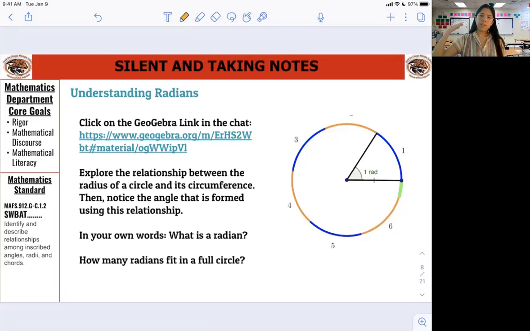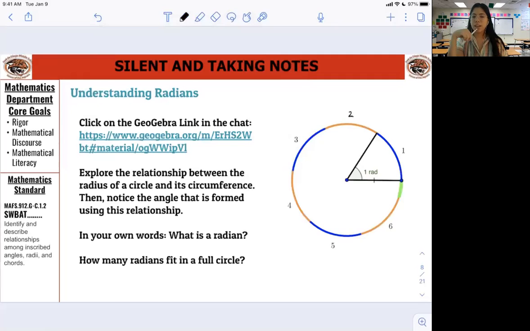All right. So what did you guys notice? What was this, in your own words, let's kind of describe what was happening in this GeoGebra. What were they doing? They were wrapping it around the circle. So you take the radius of the circle and you see how many times you can wrap that radius around the whole circle.